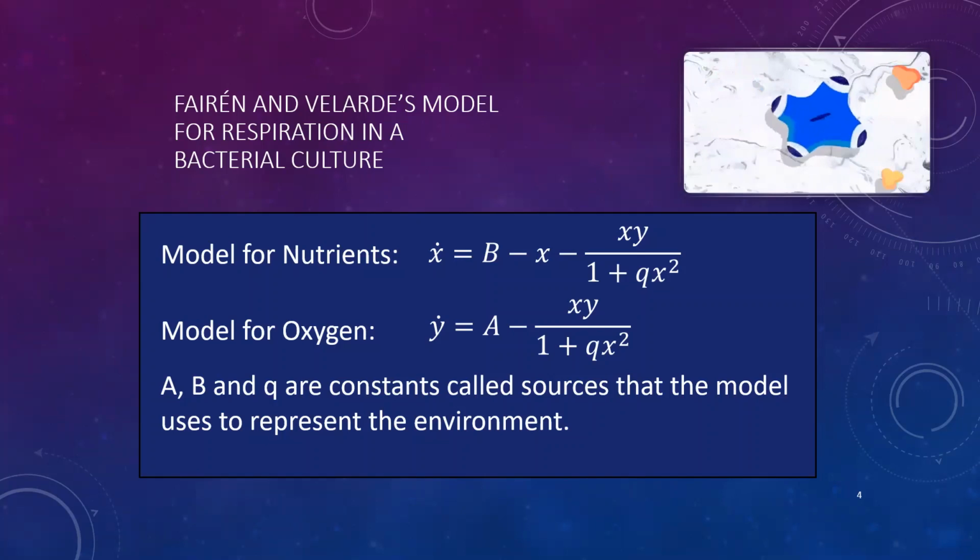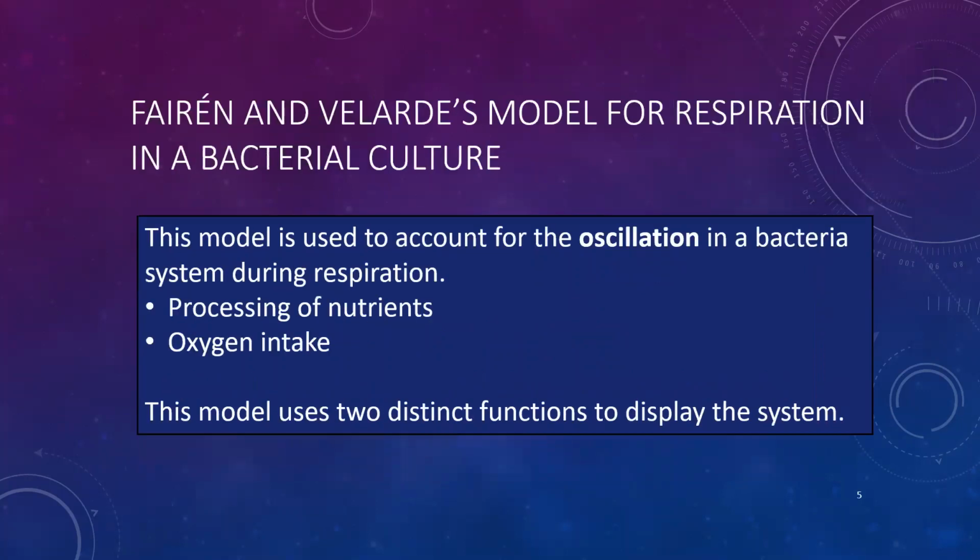The constants in these equations, A, B, and Q, are constants called sources in the system. These constants allow us to make this model work, and all these constants are going to be positive numbers. Looking at our model, we can see that we'll be using two-dimensional nonlinear equations.